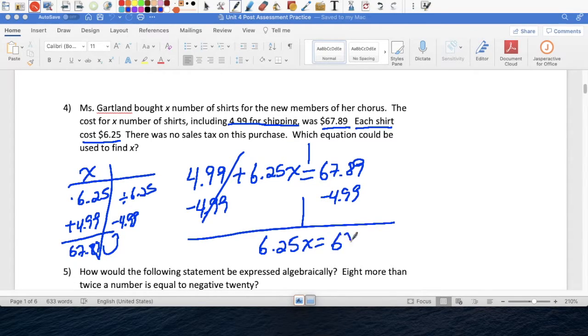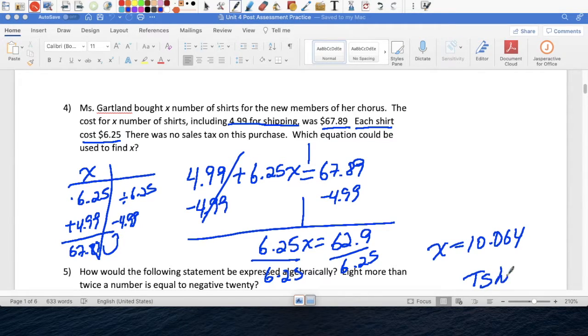And then we're going to divide by 6.25. Divide by 6.25. And x equals 10.064 t-shirts. So we can't buy 10.064 t-shirts, so the maximum t-shirts is 10.